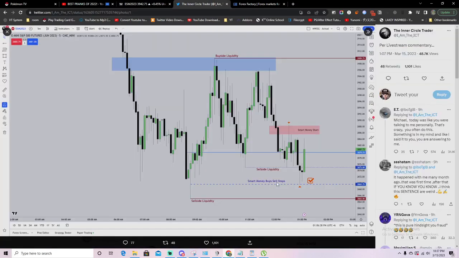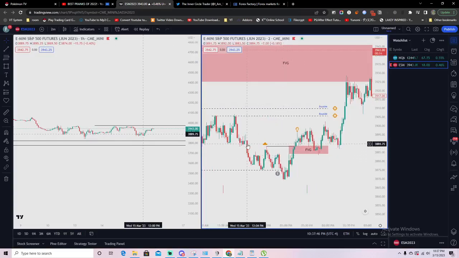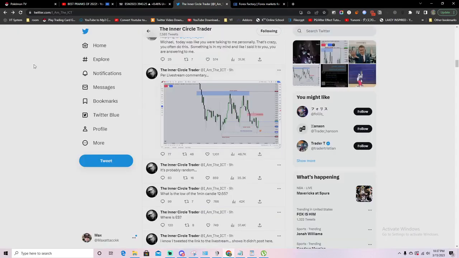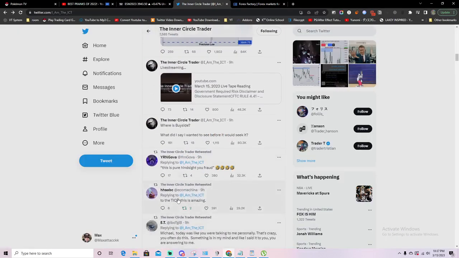So let's see. Oh, okay, that's, I guess, after the fact. So he has this fair value gap he marked right here. And what does he say? He says that's a smart money short. So that's awesome. Very rewarding to actually see it happen. These are some retweets. Hindsight is amazing.